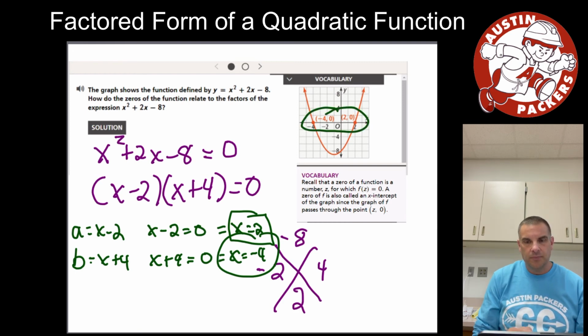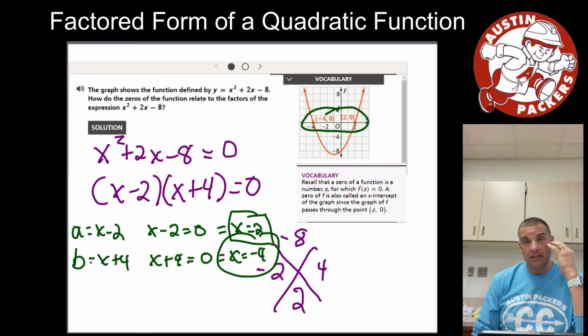Look what's up there. X is -4, x is 2. Those are my zeros, where x is equal to -4 and x is equal to 2. So that's where it's going to cross the x-axis. And those are the zeros for these.